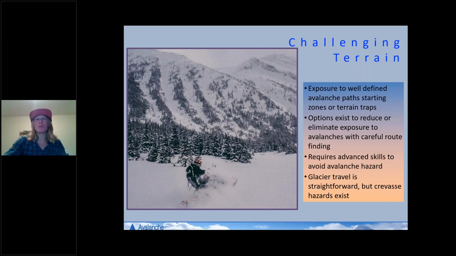Challenging terrain, stepping it up a little bit. So here we would have exposure to well-defined avalanche paths, start zones. You kind of see in this photo where the avalanche paths are. And if you wanted to minimize your exposure, it would be tricky on a sled, but if you're better than me, you could pick your way through the trees, that sort of thing. It requires advanced skills to avoid avalanche hazard, but there are options to reduce your risk. And glacier travel is straightforward. We're not going to get too much into glacier travel for this presentation.